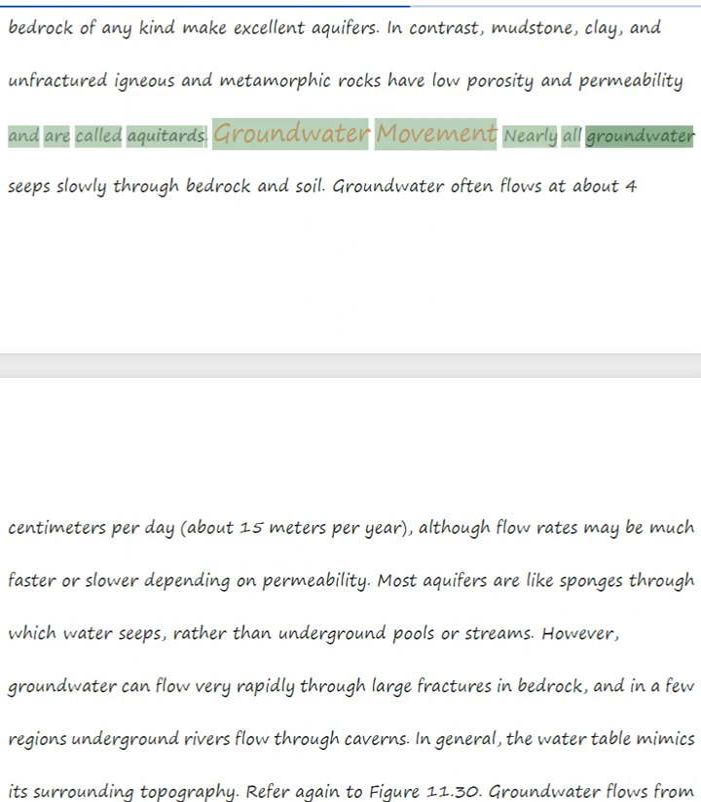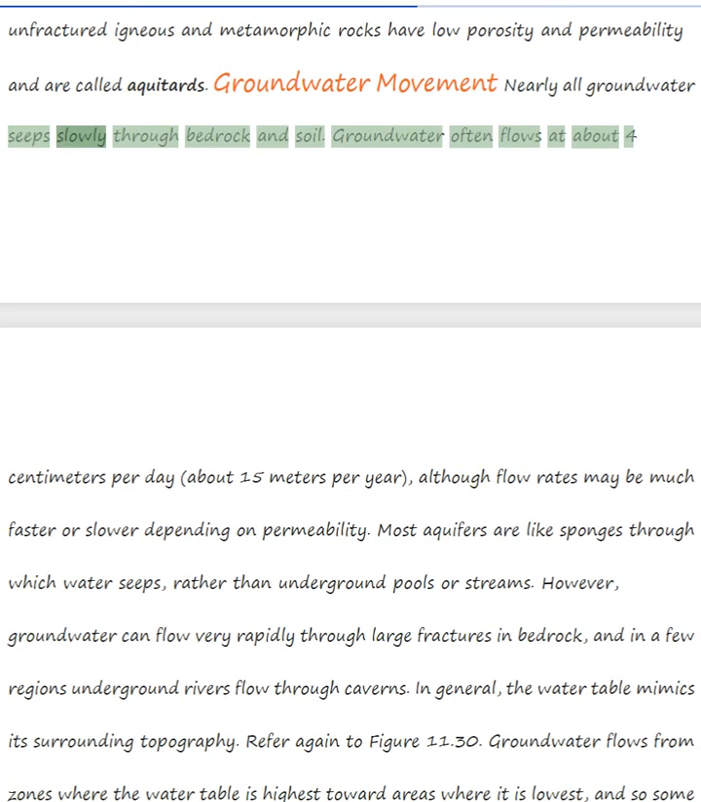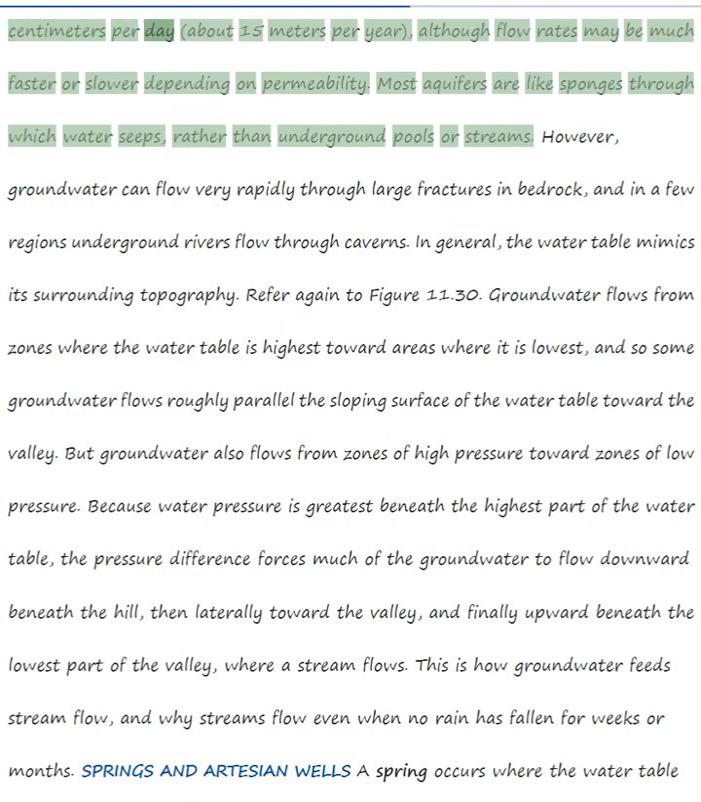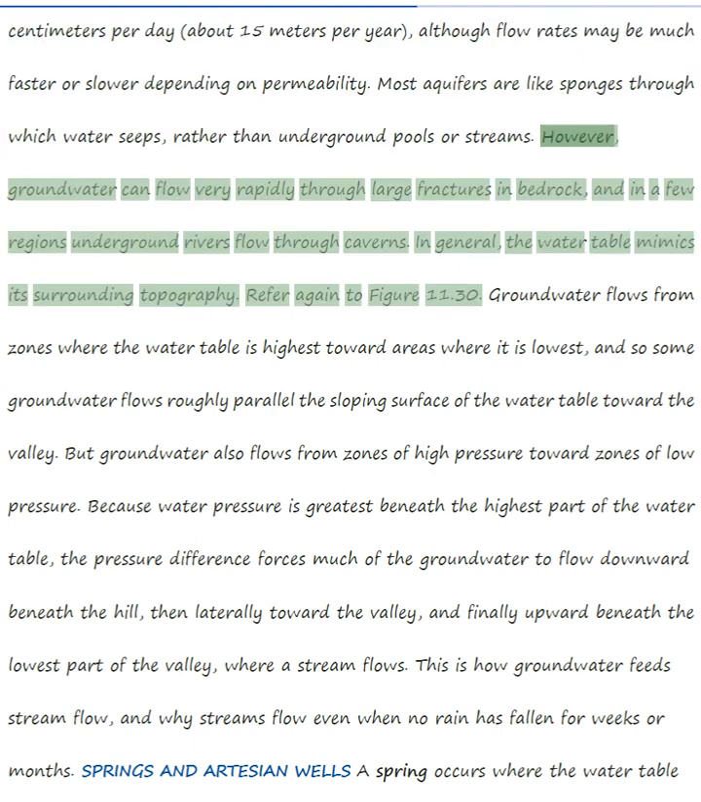Groundwater movement. Nearly all groundwater seeps slowly through bedrock and soil. Groundwater often flows at about 4 centimeters per day, although flow rates may be much faster or slower depending on permeability. Most aquifers are like sponges through which water seeps, rather than underground pools or streams. However, groundwater can flow very rapidly through large fractures in bedrock, and in a few regions underground rivers flow through caverns. In general, the water table mimics its surrounding topography.